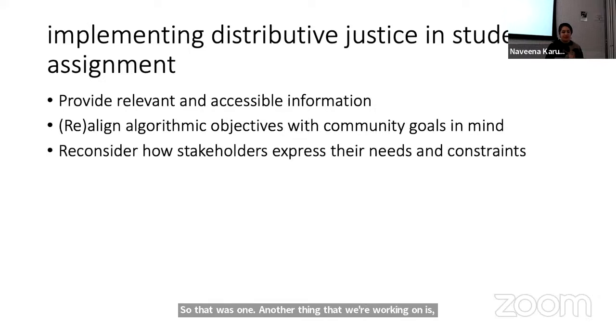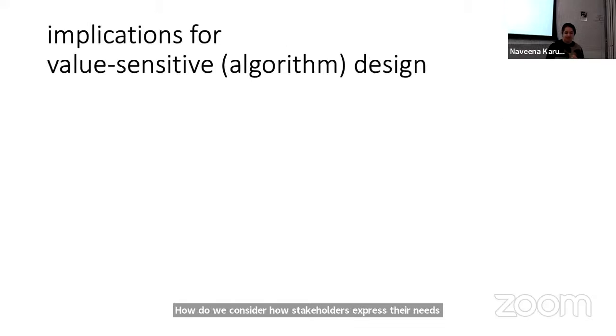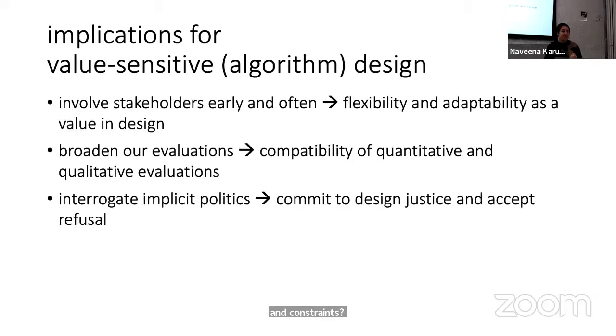Another thing that we're working on is how do we realign the algorithmic objectives with community goals in mind? How do we reconsider how stakeholders express their needs and constraints? And how do we make appropriate, reliable avenues for recourse available? And this has some implications for value-sensitive algorithm design. When you think about how we involve stakeholders early and often, you need to think about flexibility and adaptability as a value in design as well.